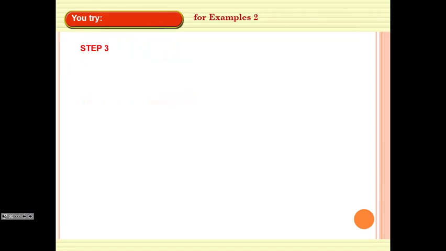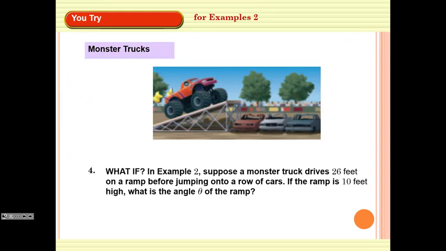Okay, here we go. So let's go back to this one. What if, in example 2, suppose a monster truck drives 26 feet on the ramp before it hits the cars. So this is going to be 26. If the ramp is 10 feet high, this would be 10 feet high, what is the angle of the ramp? This is 10, this is 26. So this is opposite over hypotenuse, so it's going to be sine theta equals 10 over 26.